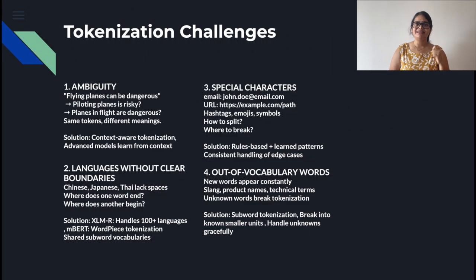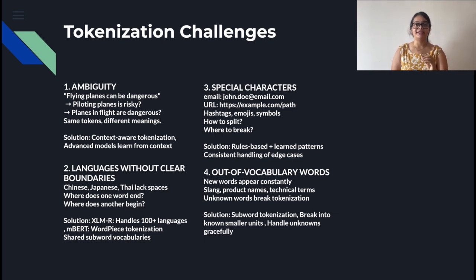Now, here's the most important part. Tokenization sounds simple, but it comes with real challenges. First, ambiguity. Language is inherently ambiguous. Take the sentence, flying planes can be dangerous. Depending on how you tokenize it, it could mean piloting planes is risky or planes in flight are dangerous. Same words, different meanings.